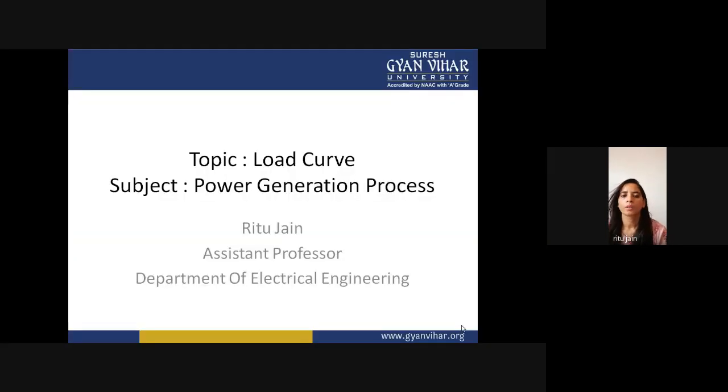Good morning, everyone. In this lecture, we are going to discuss load curve, which is a very interesting topic of the power generation process. So first, why do we need load curves, and what is the need to identify the load in the power generation sector? We will discuss all these things in this lecture.